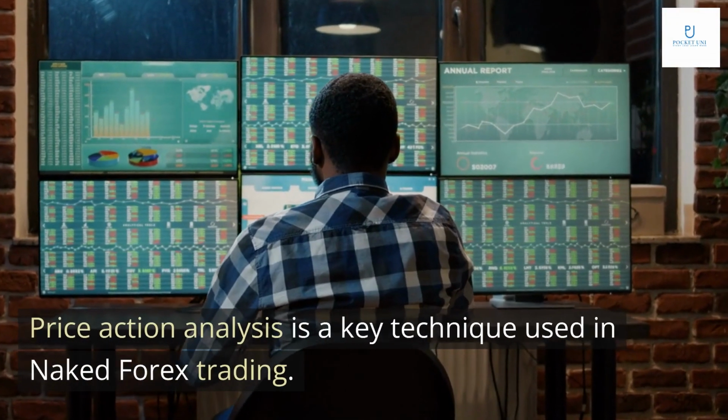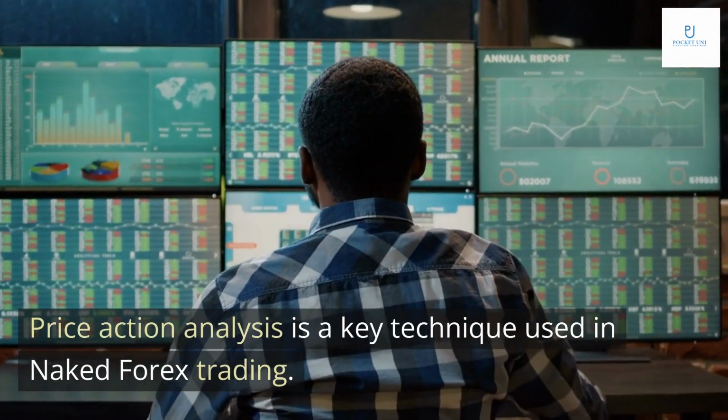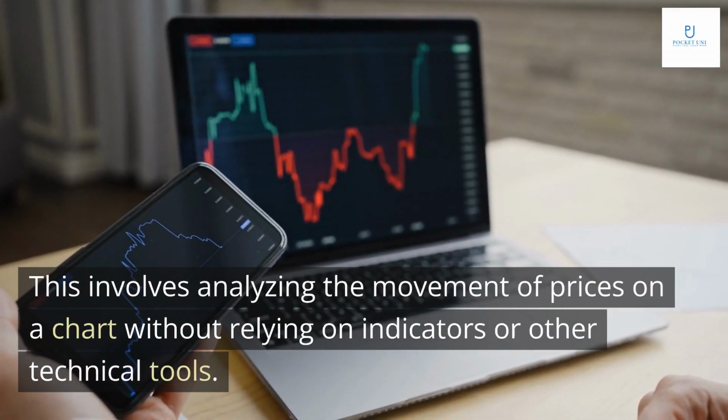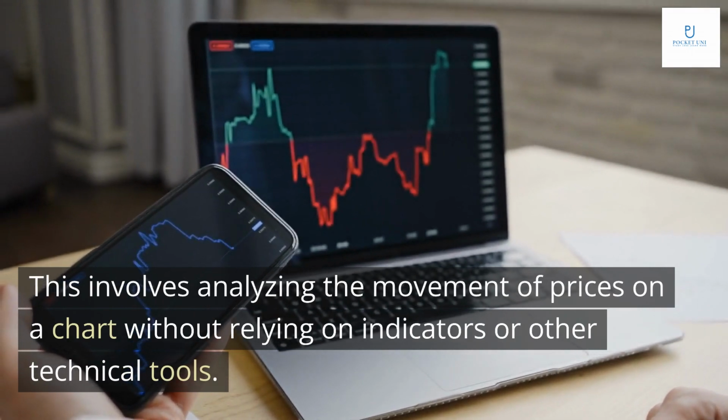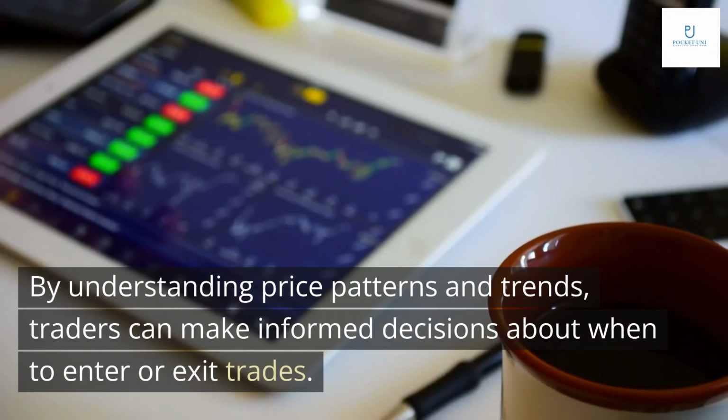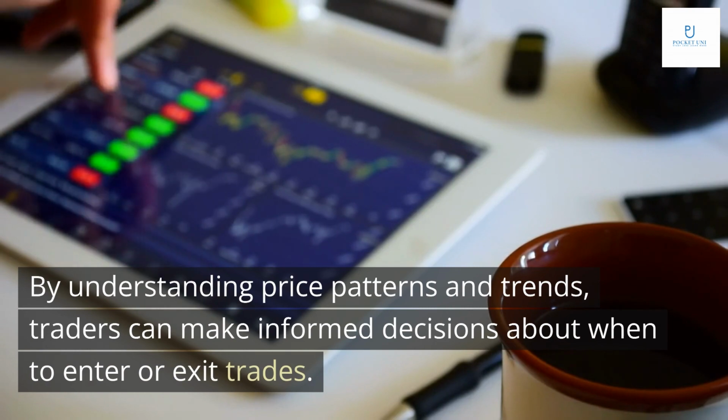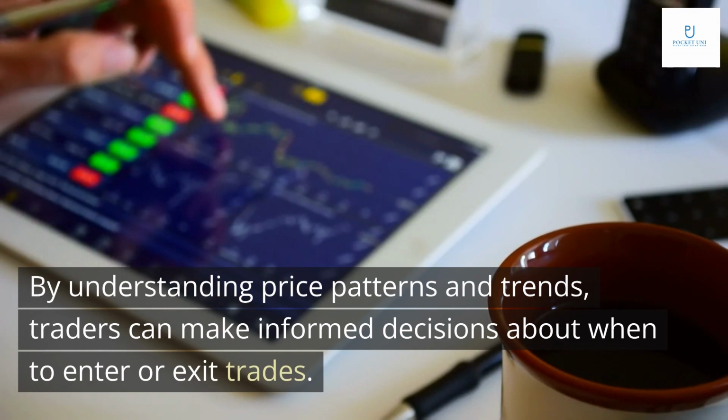Price action analysis is a key technique used in Naked Forex trading. This involves analyzing the movement of prices on a chart without relying on indicators or other technical tools. By understanding price patterns and trends, traders can make informed decisions about when to enter or exit trades.